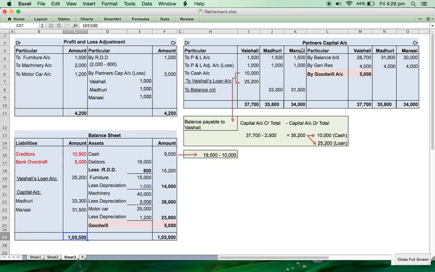In the partner's capital account credit side, you would find the opening balances by balance brought down. Vaishali 28,700, Madhuri 31,800, Manasi 30,000. Total general reserve of rupees 12,000 is distributed among the three partners in equal ratio: 4,000, 4,000 and 4,000. Similarly, the profit and loss account balance which was given at the asset side is transferred to partner's capital debit side. Each one of the partners would get 1,500 as they are sharing the losses equally.